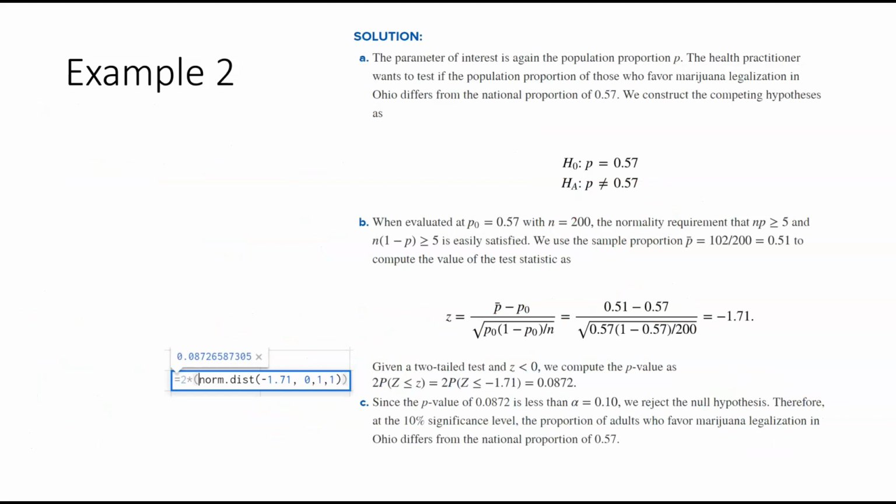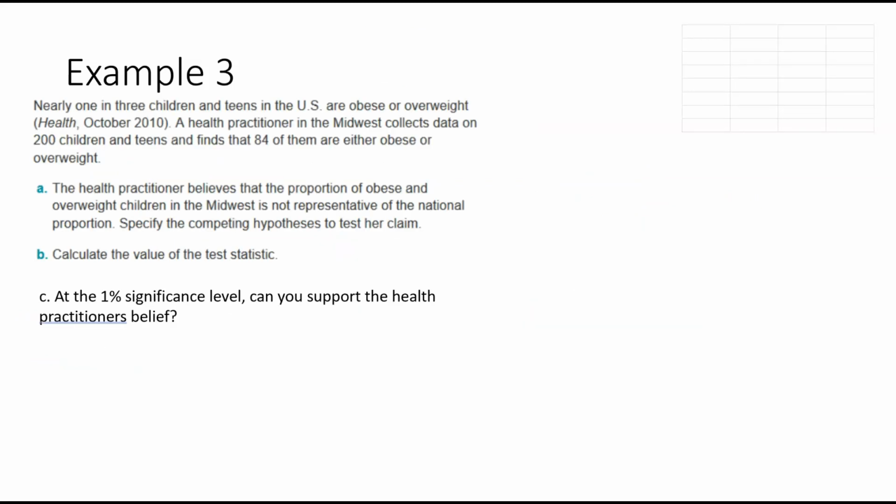We'll do one more together before you try some on your own. Nearly 1 in 3 children and teens in the U.S. are obese or overweight. A health practitioner in the Midwest collects data on 200 children and finds that 84 of them are obese, so nearly 1 in 3. The practitioner believes that the proportion is not representative.